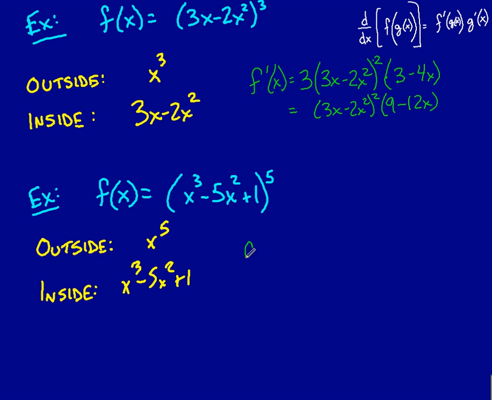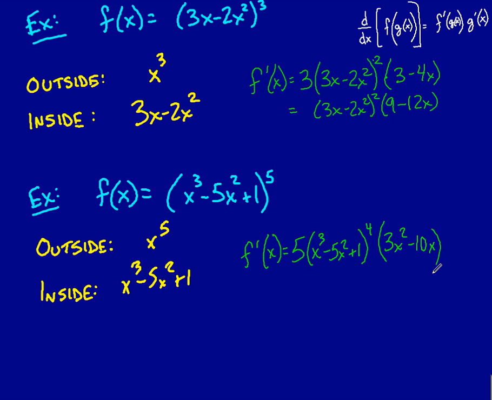So, when I do my derivative, it's the derivative of the outside, so it's a polynomial, so 5 with respect to the inside. So keep the inside the same. I lowered my exponent by 1. That's how I took that derivative. And then times the derivative of the inside, which would be 3x squared minus 10x.